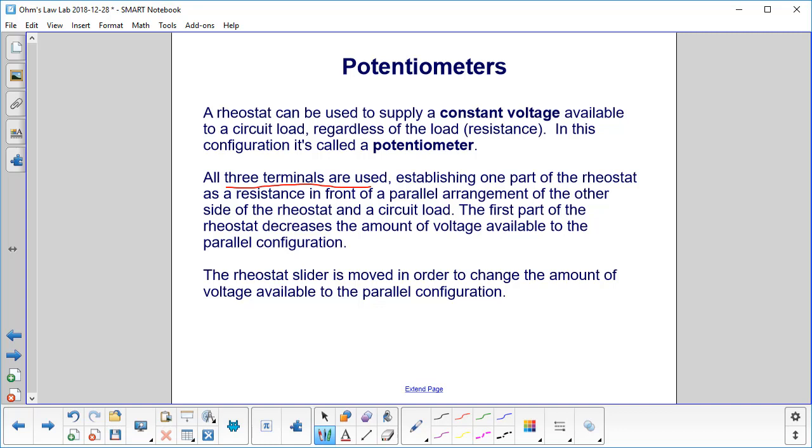That's a lot of words. Don't worry if it doesn't make sense now. We're going to have some slides coming up that will illustrate it.